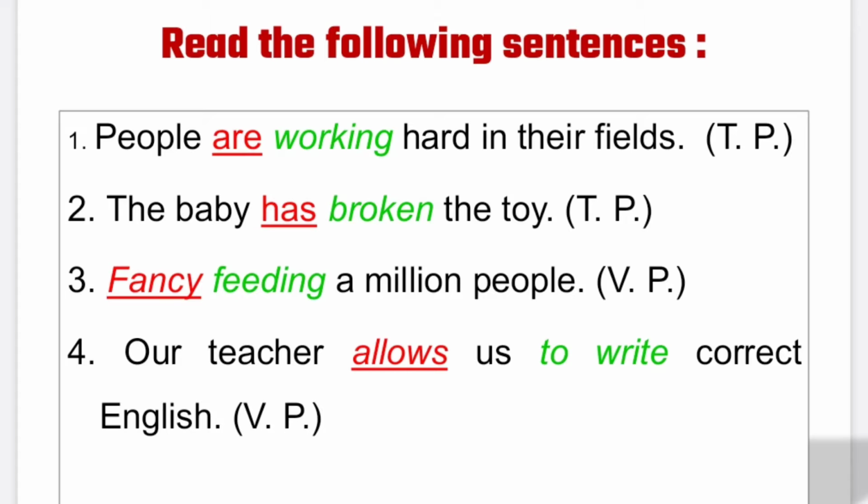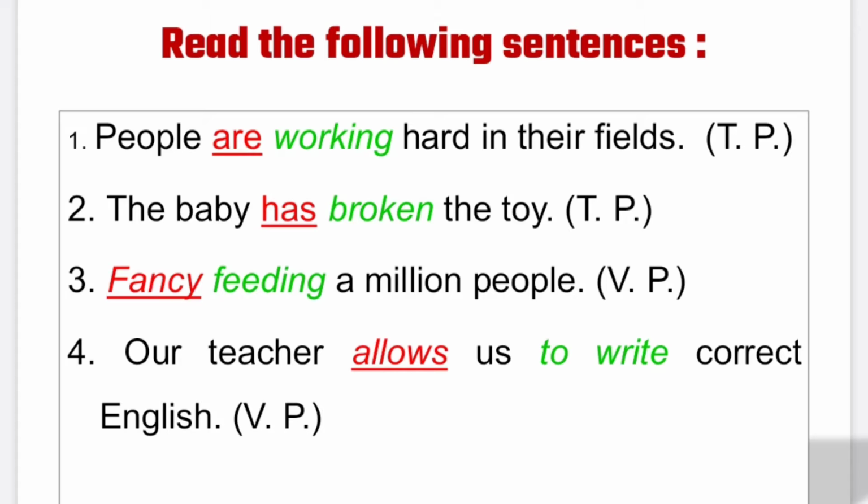In the first sentence, are is finite, working non-finite. In the second, has finite, broken non-finite. In the third sentence, fancy finite, feeding non-finite. Fourth sentence, allows is finite, and to write is non-finite. And another point is written there, TP, TP, VP, VP. TP means tense pattern and VP indicates verb pattern.